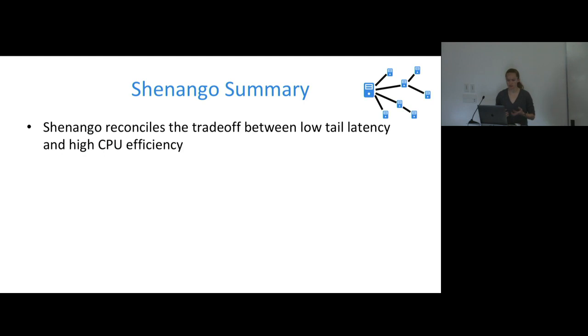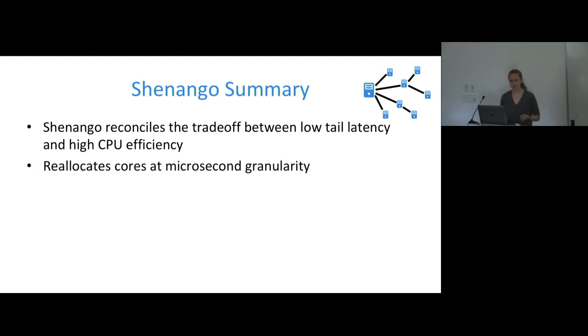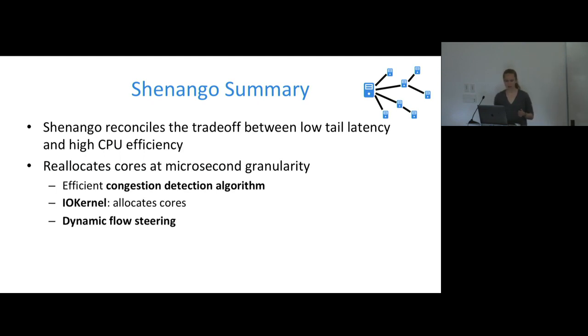So to summarize, Shenango reconciles the trade-off between low tail latency and high CPU efficiency at servers by reallocating cores across applications at microsecond granularity. And it does this using an efficient congestion detection algorithm, a component called the I/O kernel, and a dynamic approach to flow steering. Our code for Shenango and for our experiments is available on GitHub.